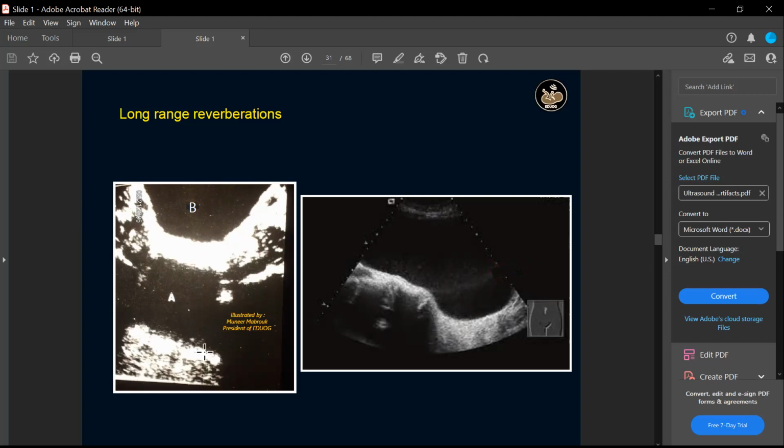Now this is another coccyx, which is an artifact. So this is another coccyx mirror. What we call long-range reverberation. So this was shadowing. Now, this was in a public hospital where there are a lot of doctors manipulating the gain. Some doctors are playing with the gain here and here, and it produces some brightness here and here, that makes all this area appear as a cyst, and this second bone as posterior enhancement, a cyst.